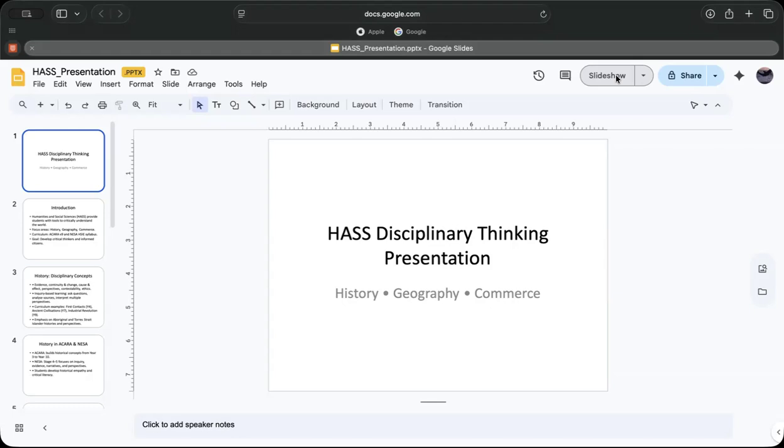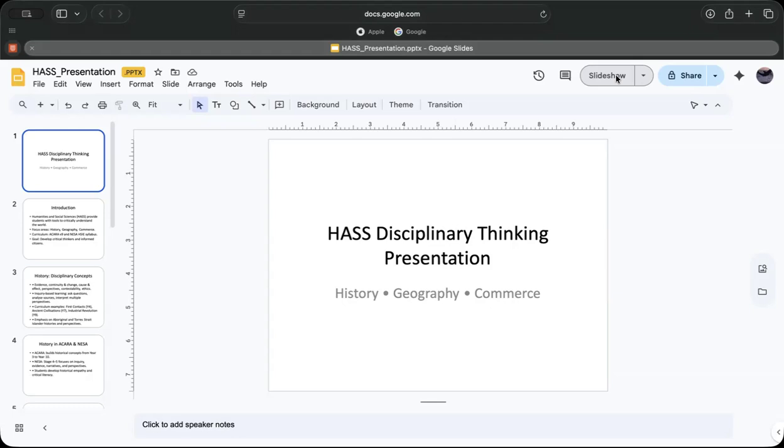As a future educator, engaging critically with curriculum frameworks is key to ensuring all perspectives are valued. To wrap up, history, geography, and commerce each provide unique and powerful ways for students to understand the world around them. History helps students make sense of the past, geography helps them understand spatial and environmental connections, and commerce helps them actively participate in society as informed citizens and consumers.